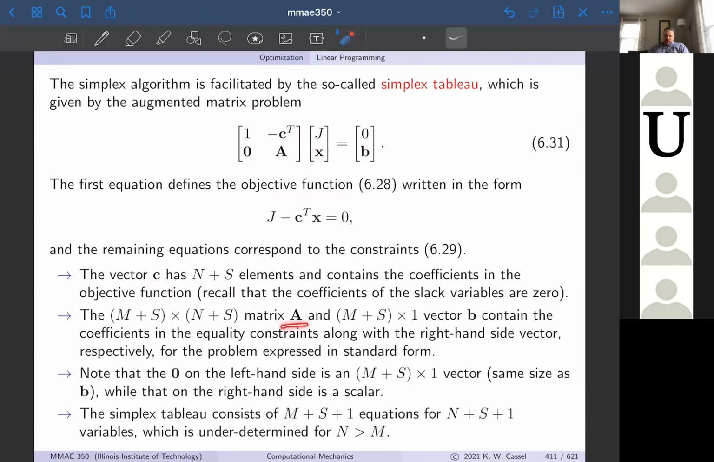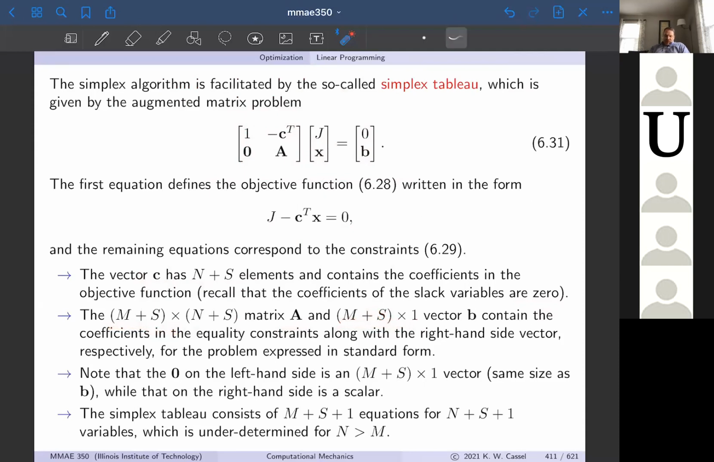Then A, the matrix in Ax equals b, the equality constraints, is m plus s, the number of rows, the number of equations, by n plus s, the number of columns, or the number of unknowns, which is the design variables plus the slack variables. Correspondingly, b is m plus s by 1, which of course it has to be for the sizes to work out. It's the same size as x. No, sorry, same size as the number of rows of A. Phew, that was close.